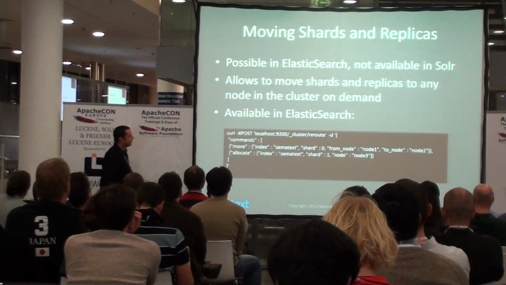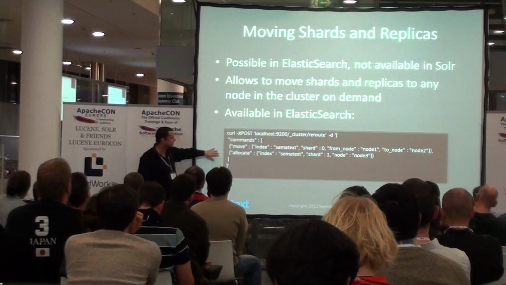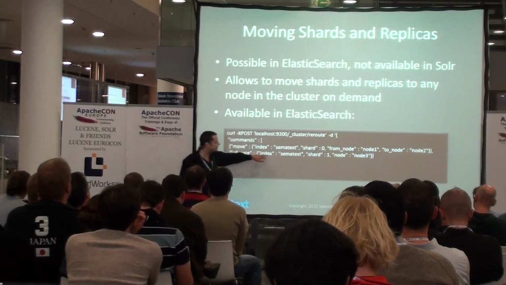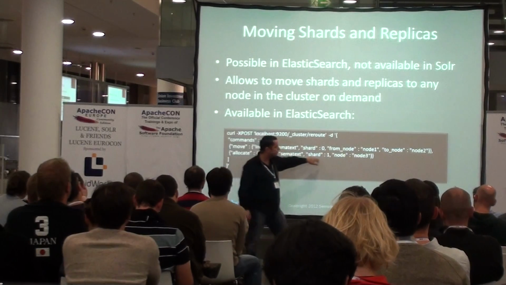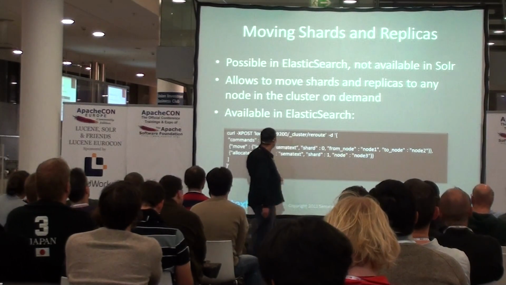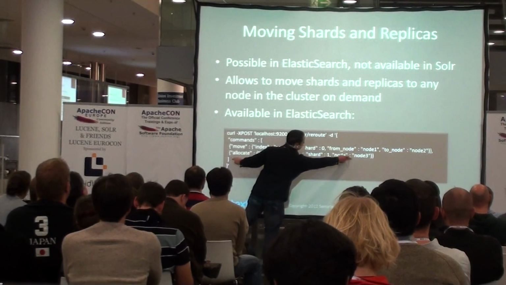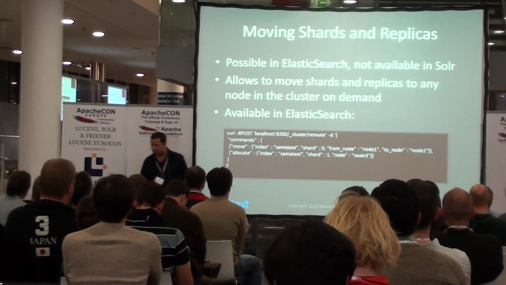But let's go to the commands of routing and moving the shards. You can see that, for example, here you can move the shard 0 from the index semitext from node 1 to node 2. And for example, an unallocated shard may be allocated to a node 3. That's possible on the fly. You can do that without any problems.